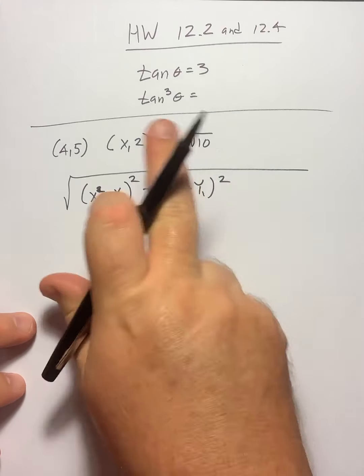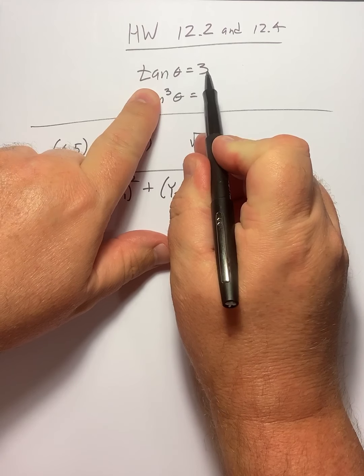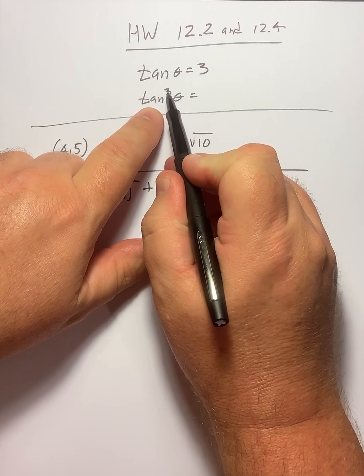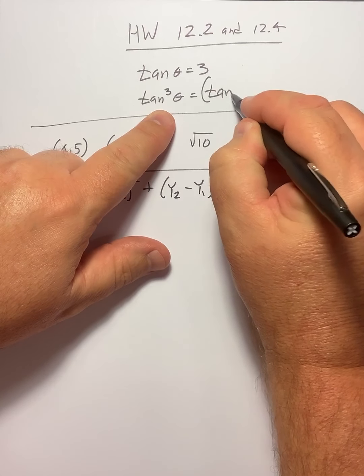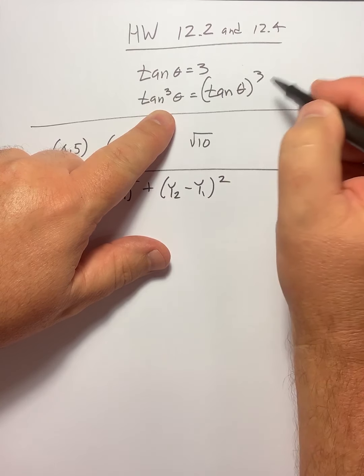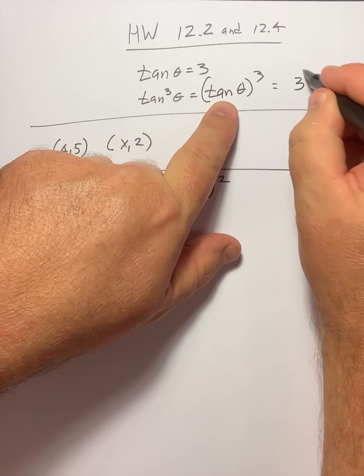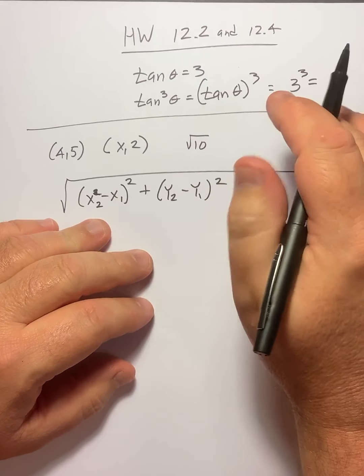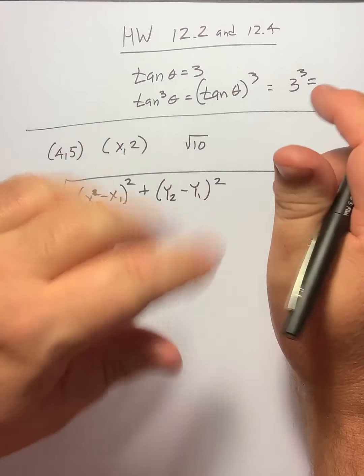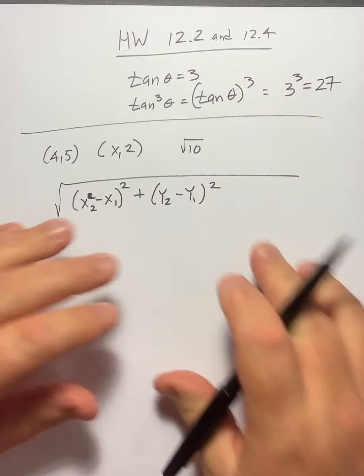Okay, homework 12.2 and 12.4. 12.2 says if the tangent of theta is 3, then what's the tangent of theta cubed? That's what this means. That means it's tangent of theta to the third power. So if the tangent of theta is 3, we just substitute that in, so I get 3 to the third power. 3 to the third power isn't 9, that's 3 squared. This is 3 times 3 times 3, which would be 27. So that's the answer to that one.